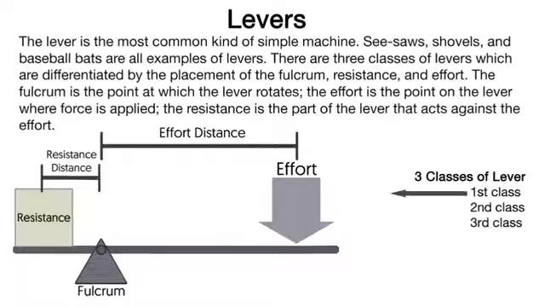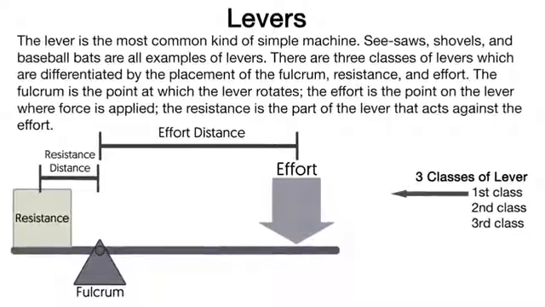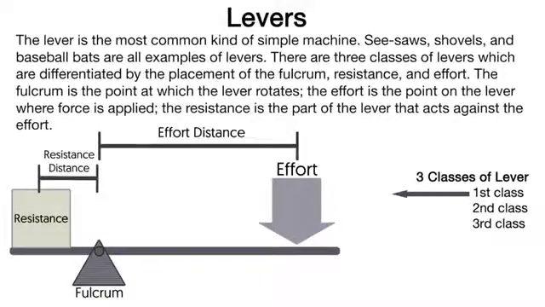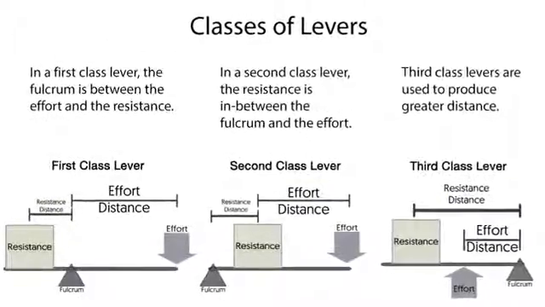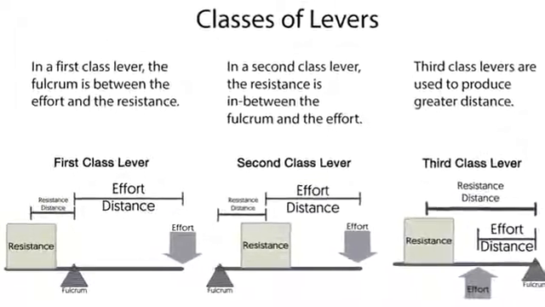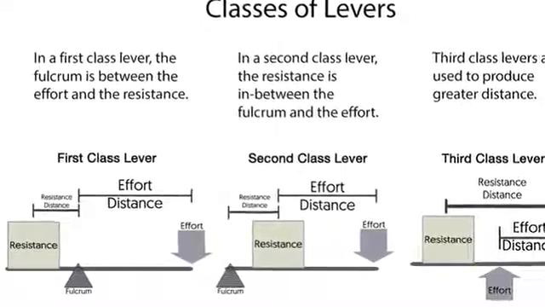There are three classes of levers. They are differentiated by the positioning of the fulcrum, resistance, and application of effort. In a first-class lever, the fulcrum is between the effort and the resistance. A seesaw is a good example of a first-class lever.